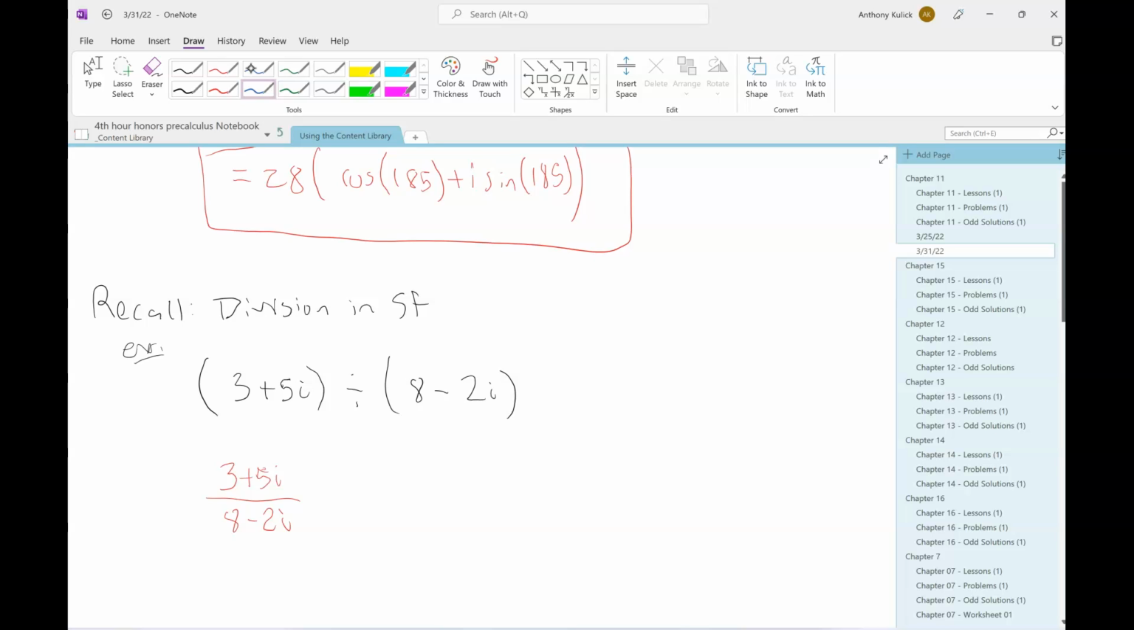All right. Who remembers what I need to do this division? Basically, the goal is I want to end up having a complex number at the end. So what do I got to do? Got to get those i's out of the denominator. Does anybody remember how we accomplished that?